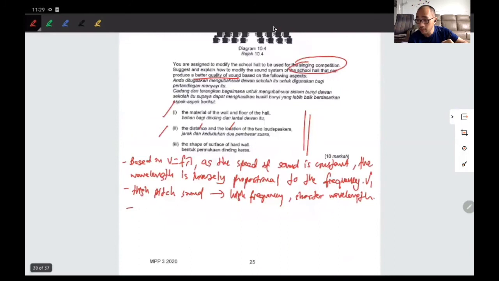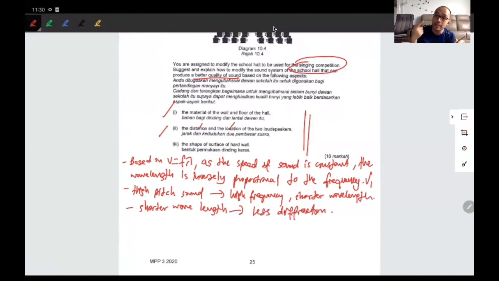So the next point will be: shorter wavelength results in less diffraction. That's why only C can hear. Okay, and the next 2 points are the total opposite of this. Low pitch sound is low frequency, therefore bigger wavelength. Bigger wavelength means more diffraction. A and B can hear.